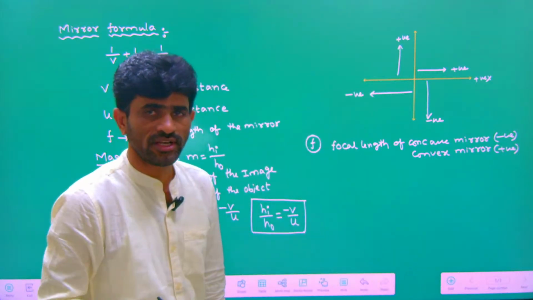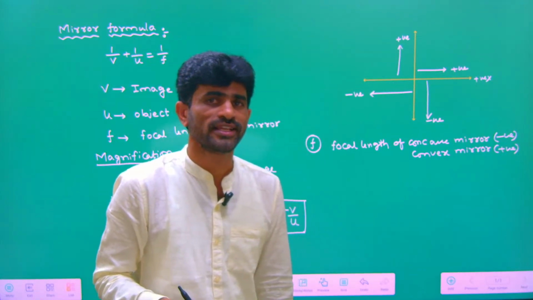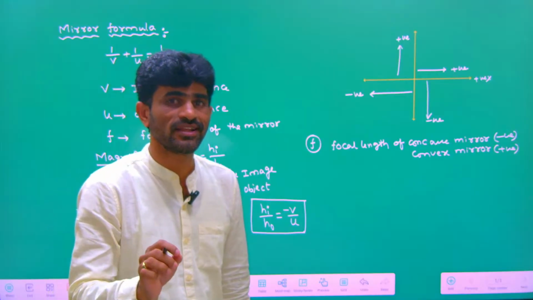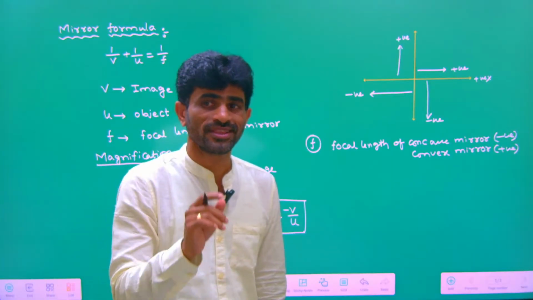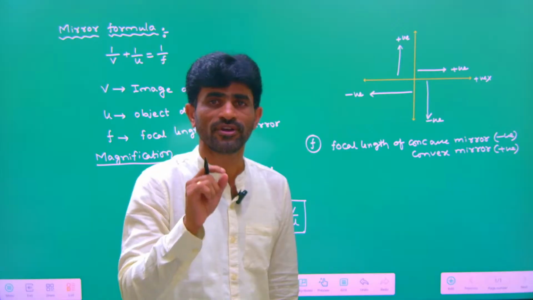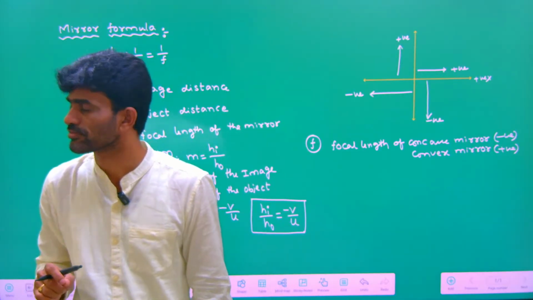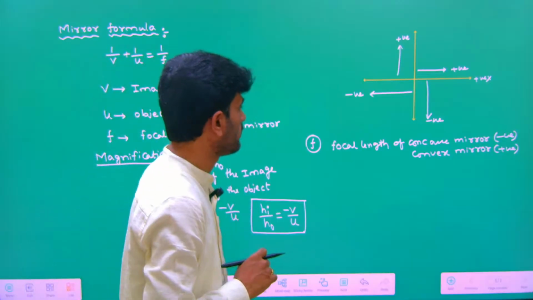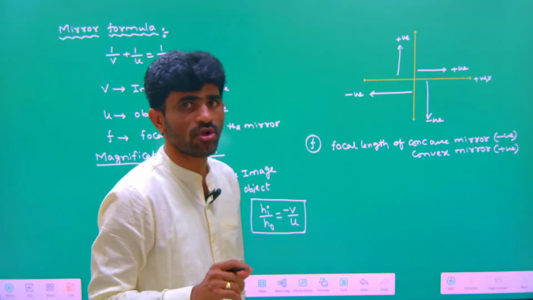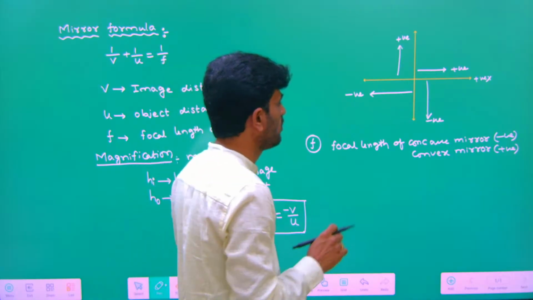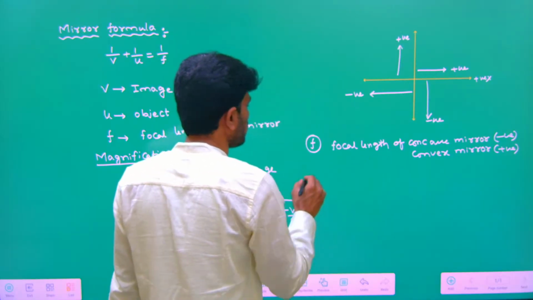In a question, if it is given that it is a concave mirror, you have to take its focal length negative. They do not mention the sign in the question, where they mention only concave mirror. So whenever you see the word concave mirror, you have to understand it is negative. Similarly, if they mention convex mirror focal length in the question, you have to take it as positive. This is one very important point you have to remember.